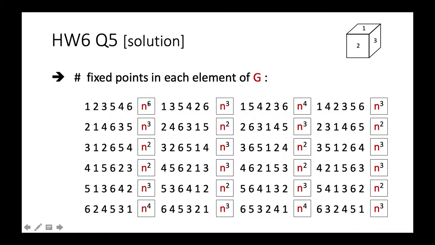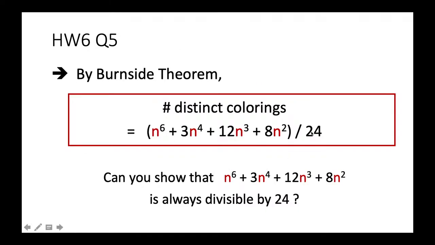So after counting the number of fixed points for each of these rotations, what we need to do is just add them up and divide by 24. This will be the average number of fixed points, and this is the answer for this question.